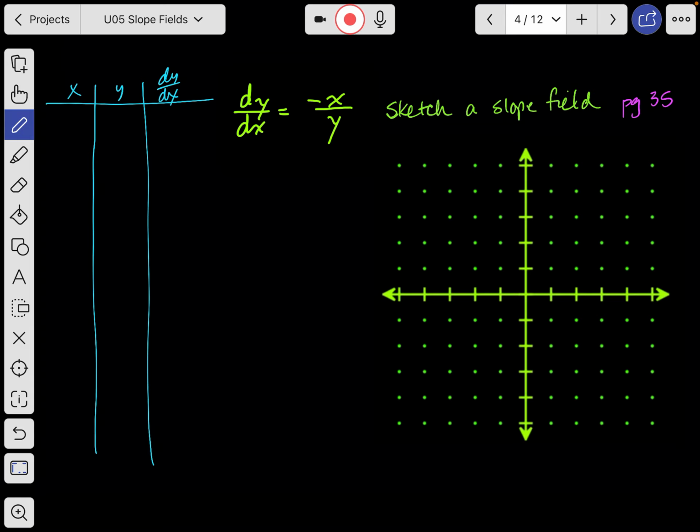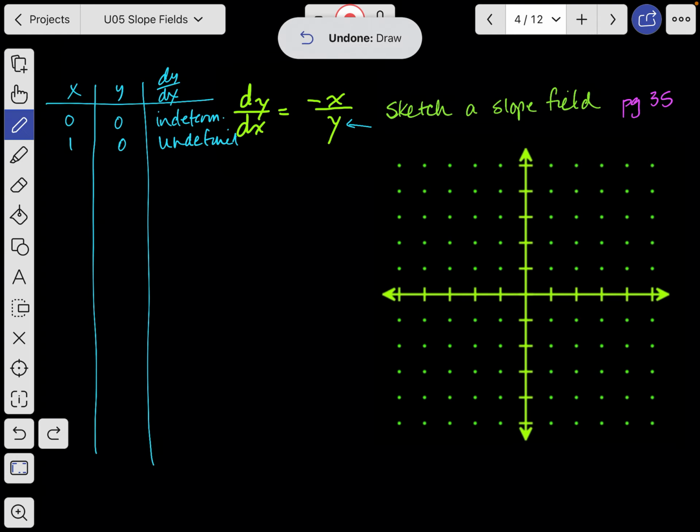All right, so first thing I notice is I've got a rational function. So anytime I have a y value of 0, I'm either going to have an indeterminate form, remember, when x is 0, 0 divided by 0 is one of the indeterminate forms, or whenever the x is any other number besides 0, an undefined value. So all values along the x-axis where our y value is equal to 0 will either be indeterminate or undefined.